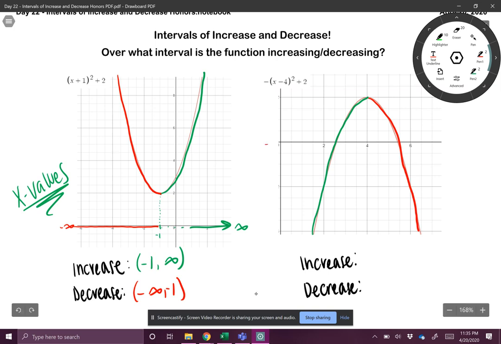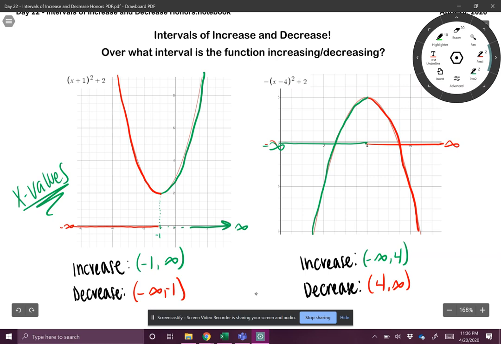From -infinity, let me write in green, -infinity all the way to 4, my function was increasing in this case. Increasing, hits my vertex. Then as my x values continue to get larger, it's decreasing. So from 4 to infinity, it's decreasing.